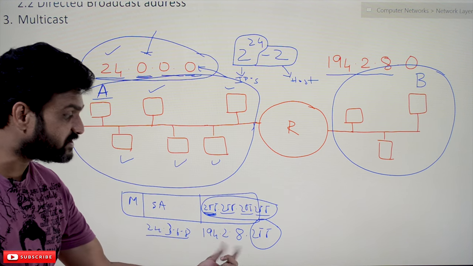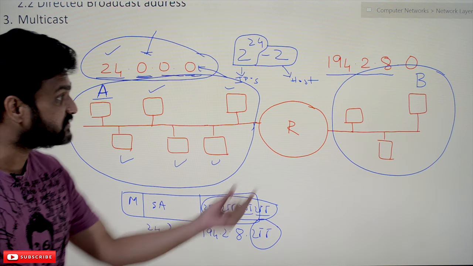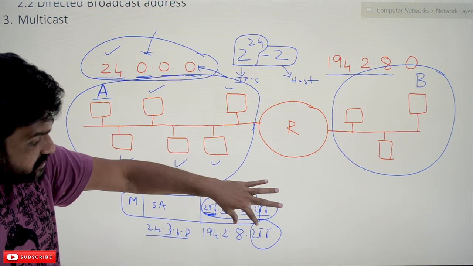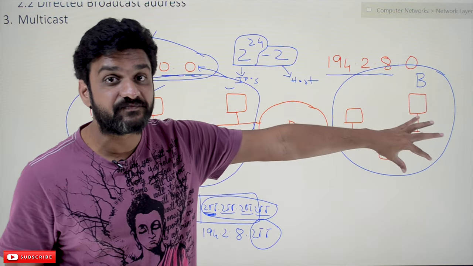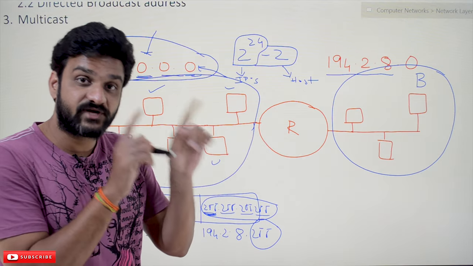So to whom does this address belong? This IP address belongs to which network? This IP address belongs to this network. But this IP address is not an address of a system in the network. Try to get that point.